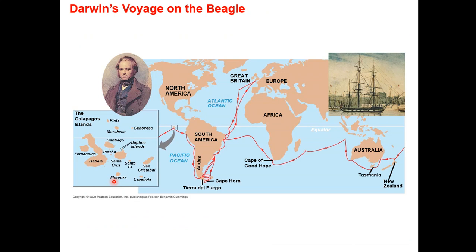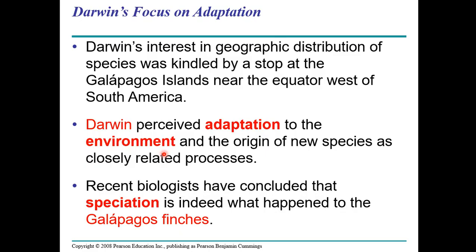Galapagos Island. It's part of the equator, near the equator, west of America. Okay? So Darwin perceived adaptation to the environment and the origin of new species as closely related. When we speak of closely related, para magpinsan, magkapatid. So yun yung kanila, that's what Darwin perceived as a form of adaptation.